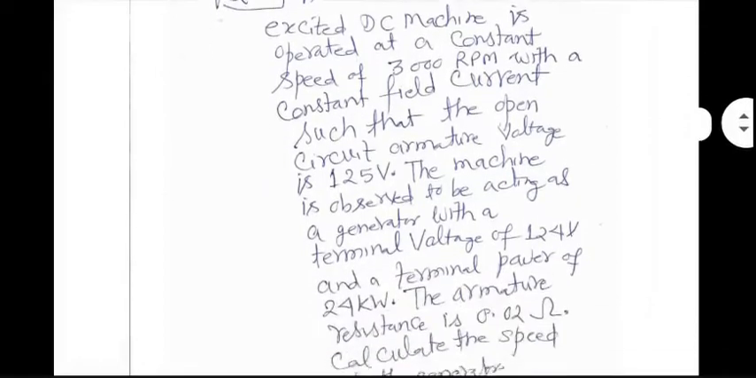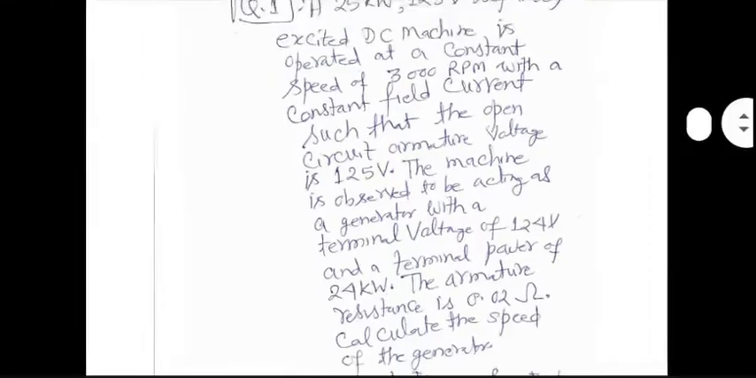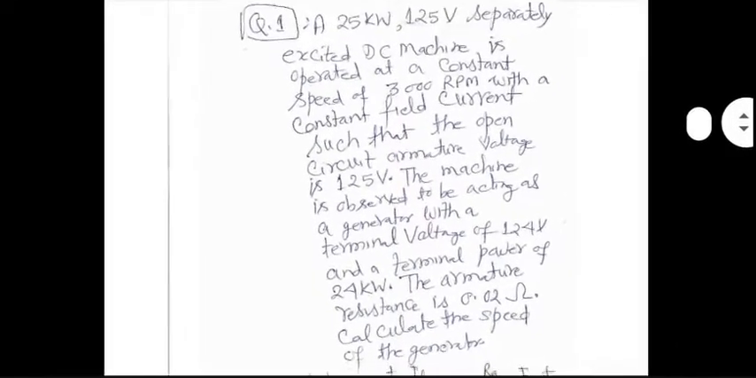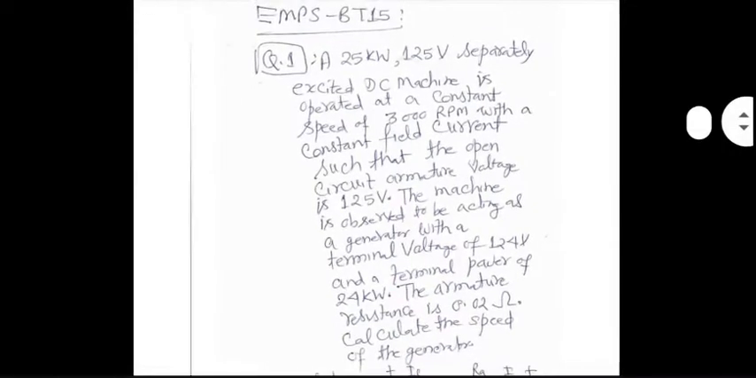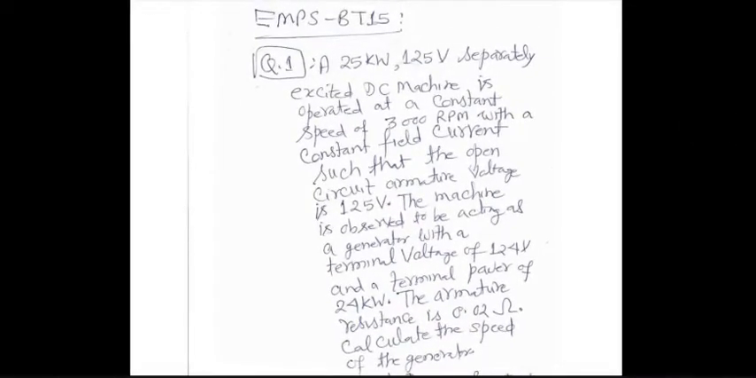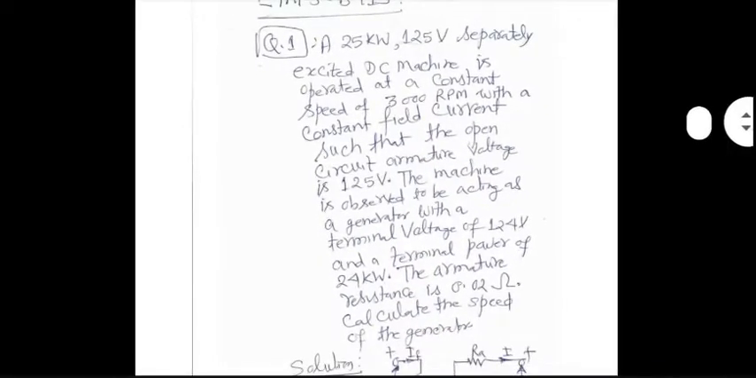Now, the machine is actually operated with 24 kilowatt instead of 25 kilowatt. That means a little bit lower than the rated value of the output power. And the output voltage is also slightly lower than the rated value, which is 125 volt rated. Actually, we are operating at 124 volt. That is what is given to us. The armature resistance is 0.02 ohm. Calculate the speed of the generator.